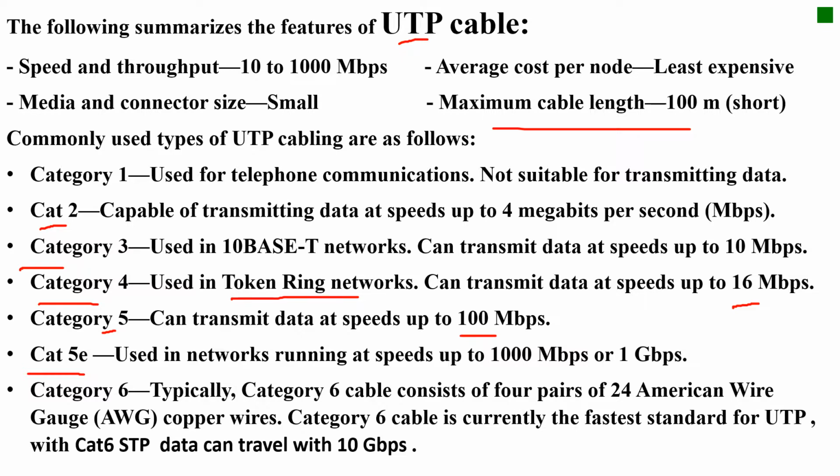And Category 6, typically consists of 4 pairs of 24 American wire gauge copper wires. Category 6 is currently the fastest standard for UTP, with Category 6 STP, which is shielded twisted pair. Data can travel at 10 gigabit per second. In this case, if we use Category 6 STP, data can travel 10 times faster than Category 5e, about 10 gigabit per second. Okay, very fast. These are very good cables.